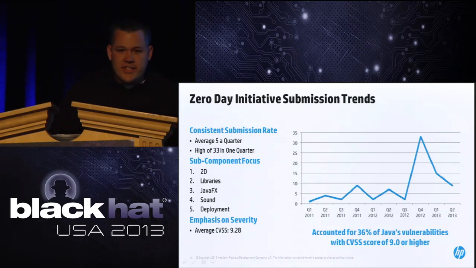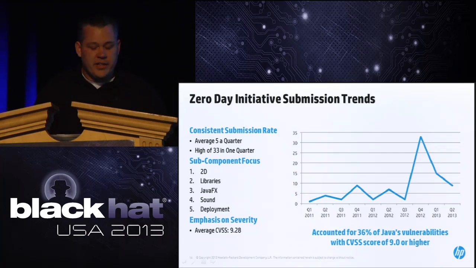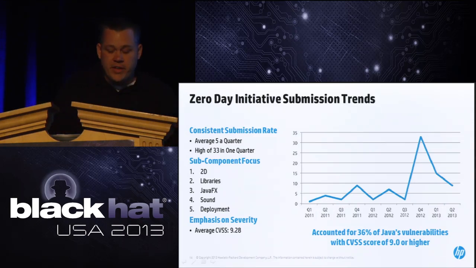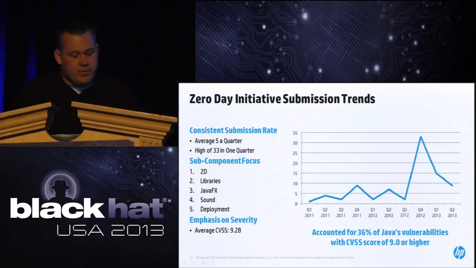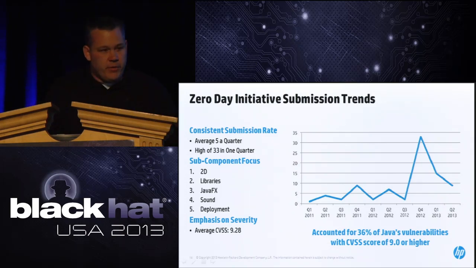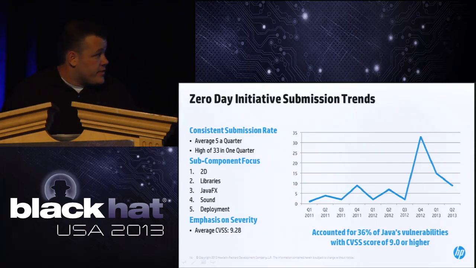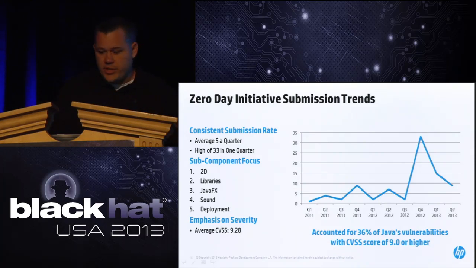If you look at the components that our researchers are actually focusing on, they're focusing on the 2D component, the library component, JavaFX, the deployment component, and sound. And if you look at the overall stats for how many bugs the ZDI program is actually responsible for in Java, they account for 36% of Java vulnerabilities with a CVSS score of 9.0 or higher. That's a lot of bugs, with an average score of 9.28.